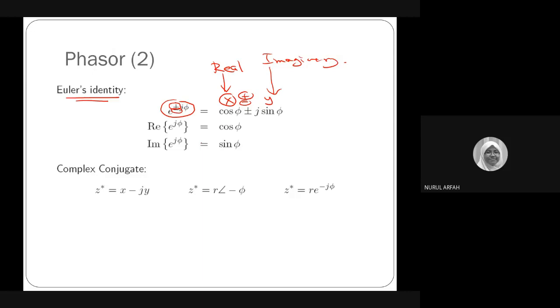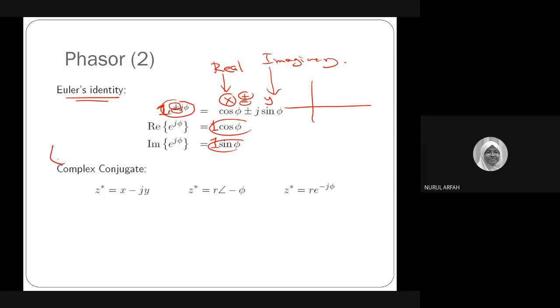From this complex form, you can derive the cosine and sine. Why cosine and sine only? Because the amplitude is basically 1. Why 1? Because in front of this exponential we have 1 here. So that's why you have only cosine and sine.